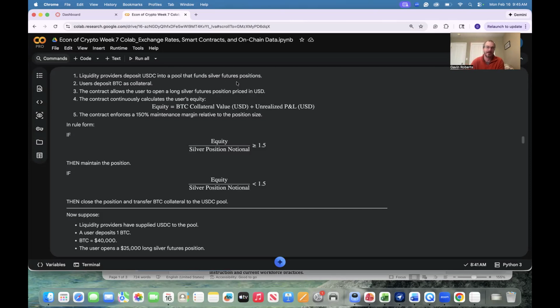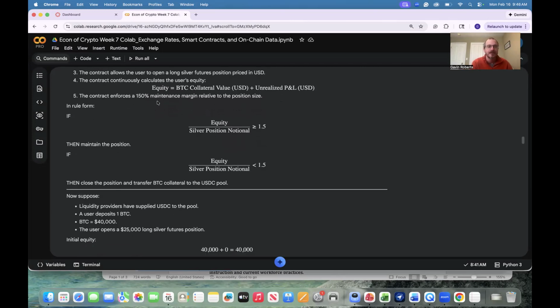Because if things go haywire, at least you can go take this collateral, liquidate or sell it, and then bail out of the situation. And they don't have to sell it, maybe. Maybe they can just accept the Bitcoin. That kind of depends on the creditor's preferences or the liquidity provider's preferences. So the contract allows the user to open a long silver futures position priced in US dollars. There are other foreign currencies as well, but for our purposes and for most markets, silver futures are priced in US dollars.